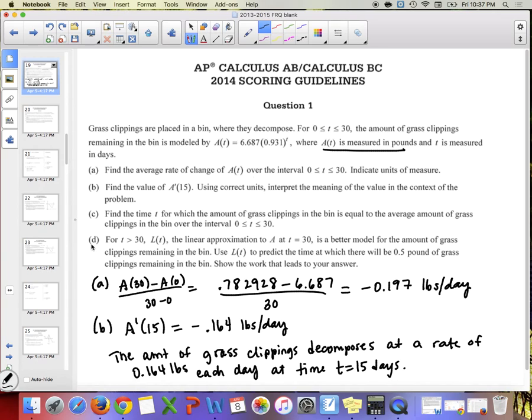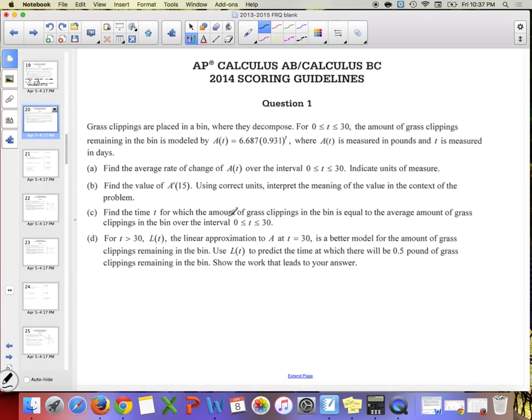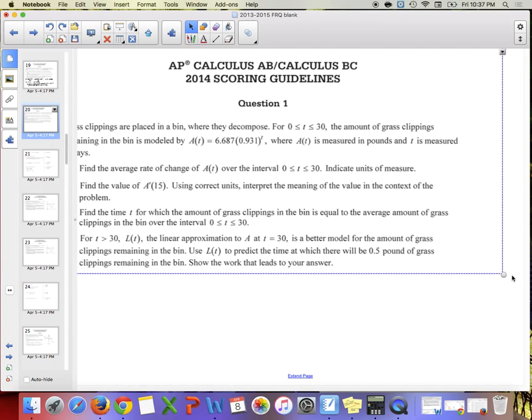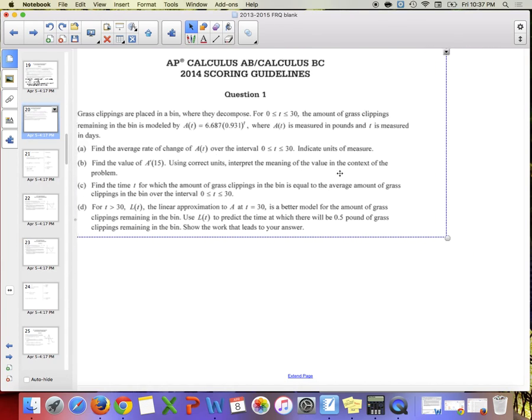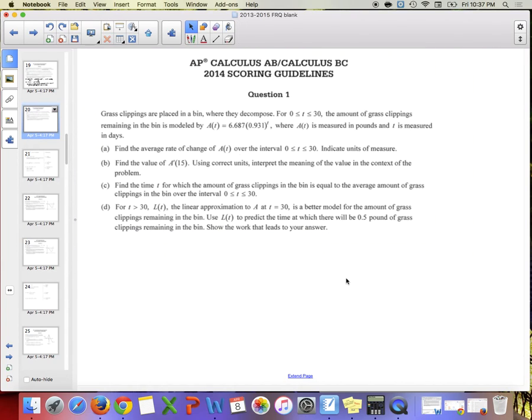All right, so part C. Give myself some more room here. It says, find the time t for which the amount of grass clippings in the bin is equal to the average amount of grass clippings in the bin over the time 0 to 30. Okay, so this is average. You're thinking of two different things, average rate of change or average value. In this case, it's an average amount of grass clippings, and this was amount of grass clippings, A of t. So we're finding the average value.